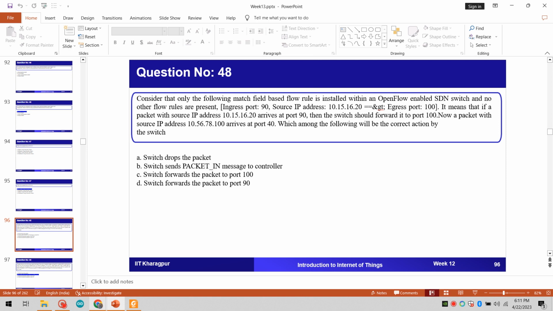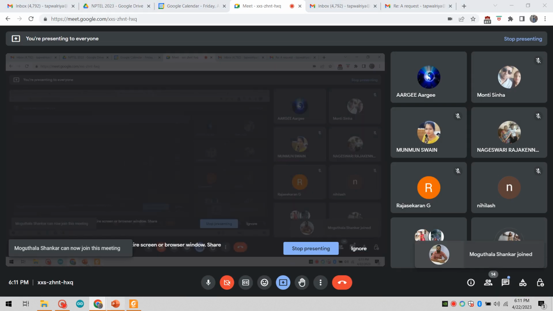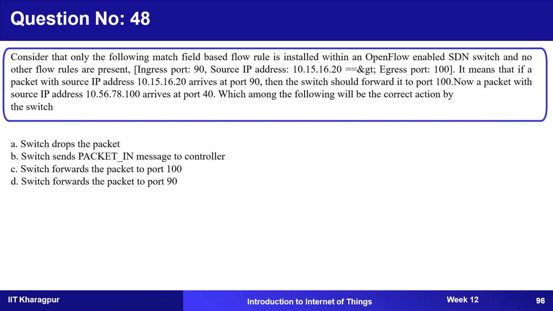Option will be B, ma'am. B. What was B? Switch sends packet-in. Okay. Anyone else?